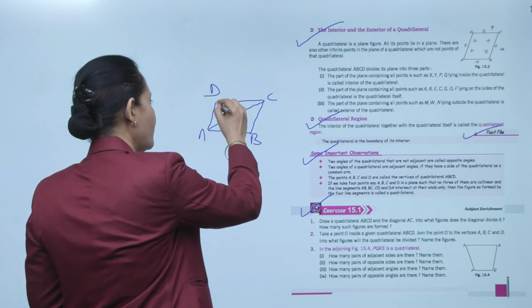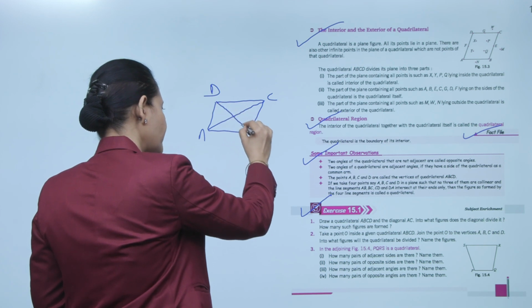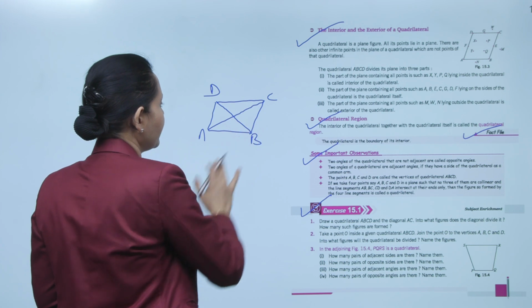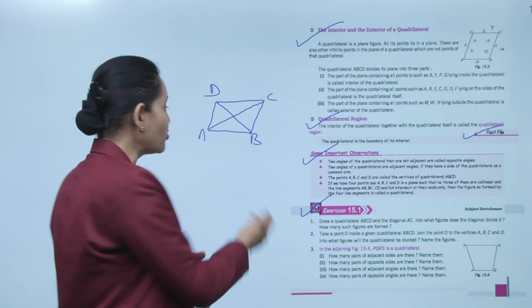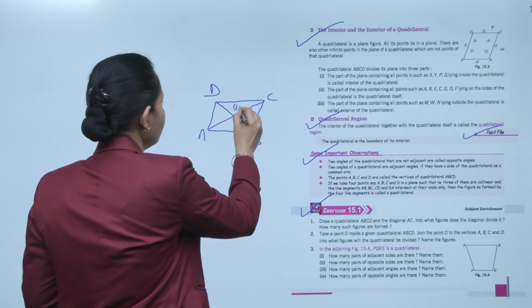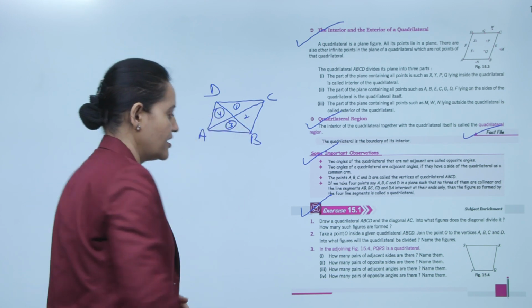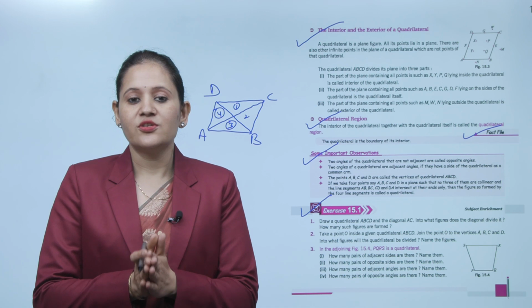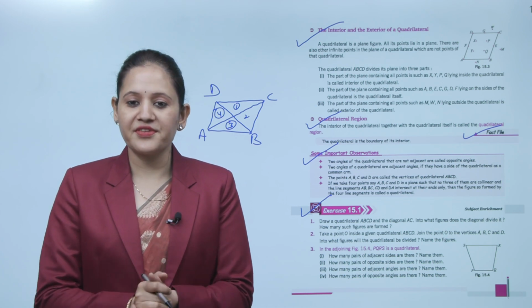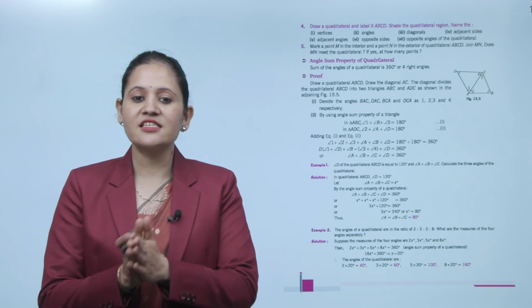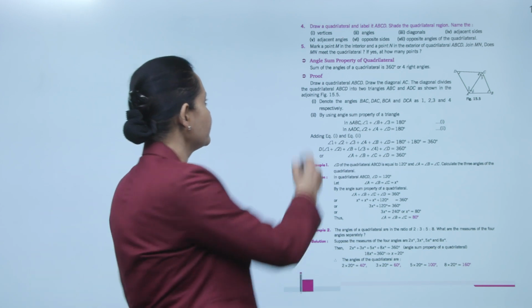We can also draw one more diagonal. Again, it will divide the figure into 2 more triangles, total 4. 1, 2, 3 and 4 triangles. Clear? So, you have to practice all the questions of this exercise. Next is the angle sum property of a quadrilateral.